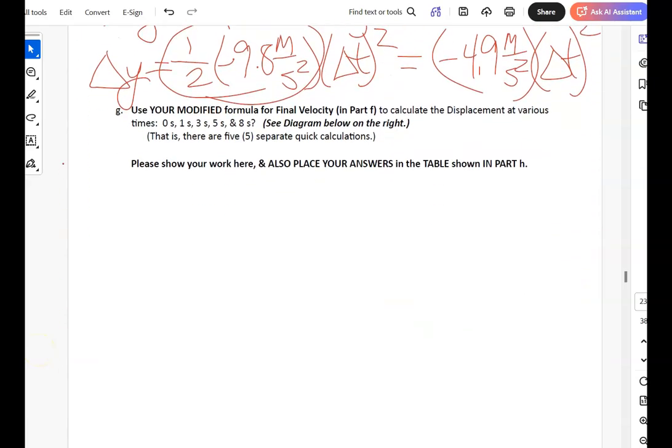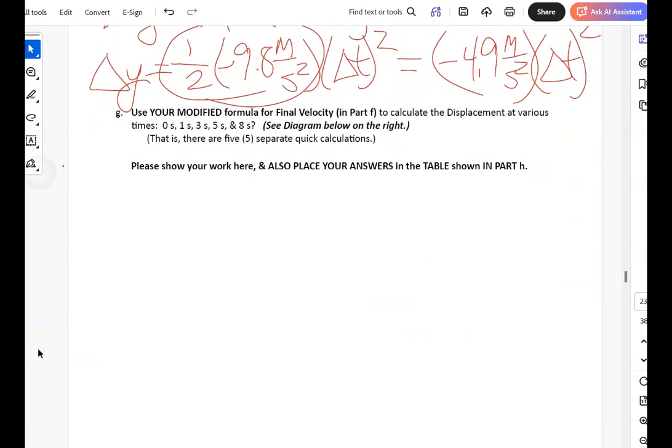Okay, looking at part G, it says use your modified formula for final velocity in part F to calculate the displacement at various times, 0 seconds, 1 second, 3, 5, and 8 seconds. That is, there are 5 separate quick calculations. Please show your work here and place all your answers in the table in part H like we did before.